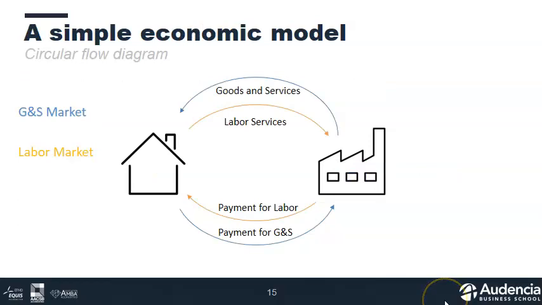The next step would be to integrate the labor market. So we have not only goods and services where I pay for a car and I get a car in exchange. Well, the company is going to pay the household to provide labor. So we have two markets going on in this simple circular flow diagram. Households pay for goods and services. They get the goods and services. Where do the households get the money? They get it by providing labor services to the companies, and the companies give them money to buy goods and services. Now, again, super, super simplified.